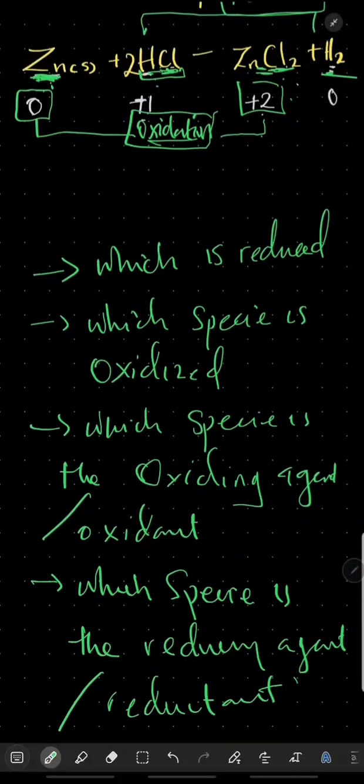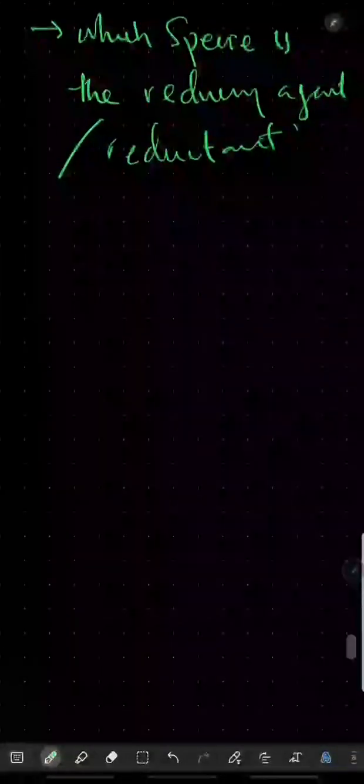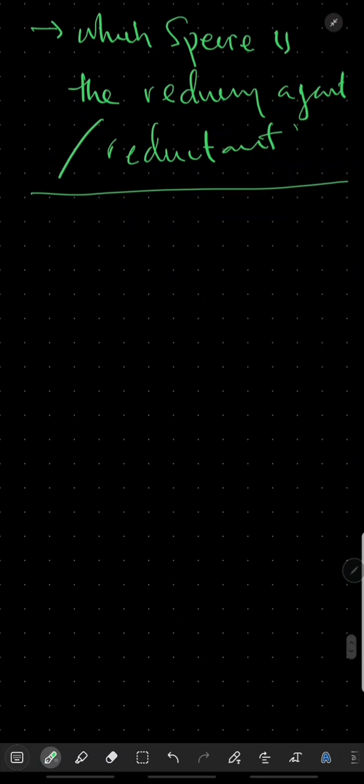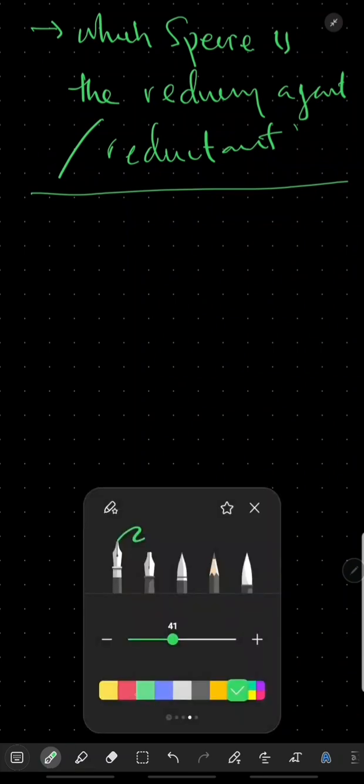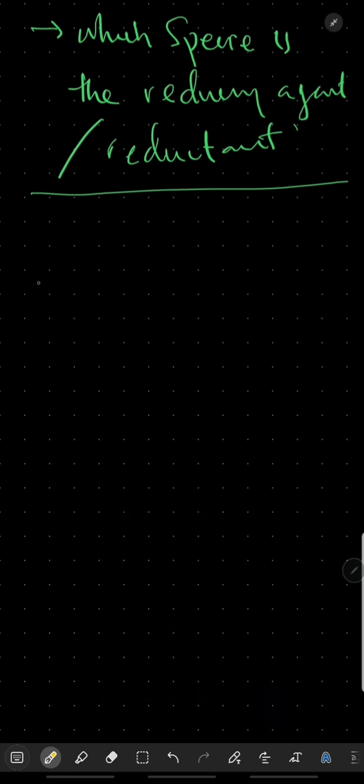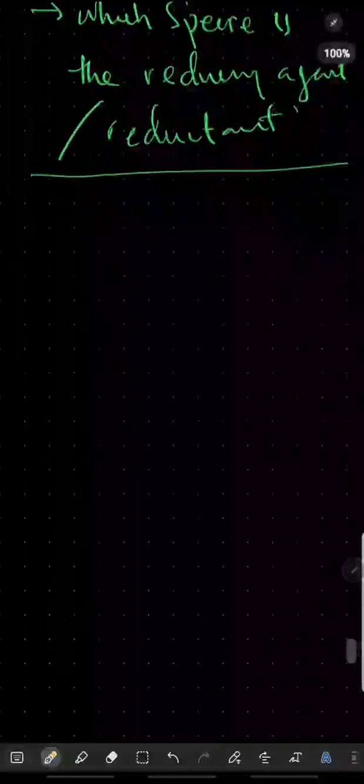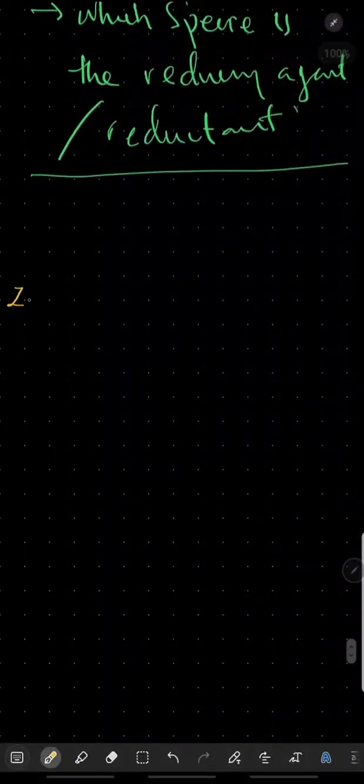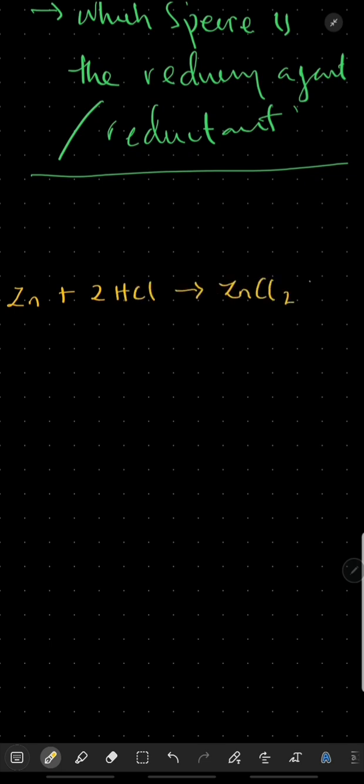So now let's look at it this way. Let's rewrite the equation back so that we can really flow along with it this time around and understand it better. Now, in the equation we have zinc reacting with 2HCl to give zinc chloride plus H2.